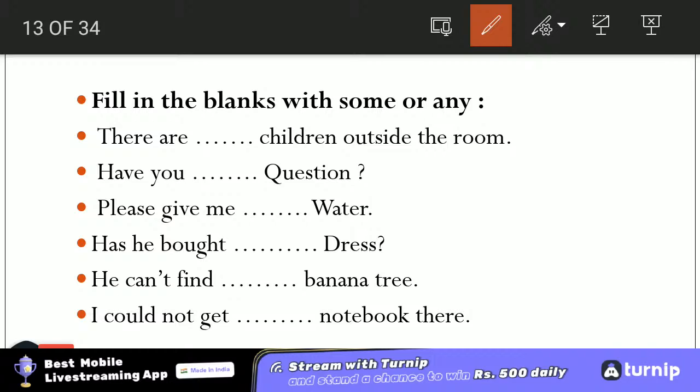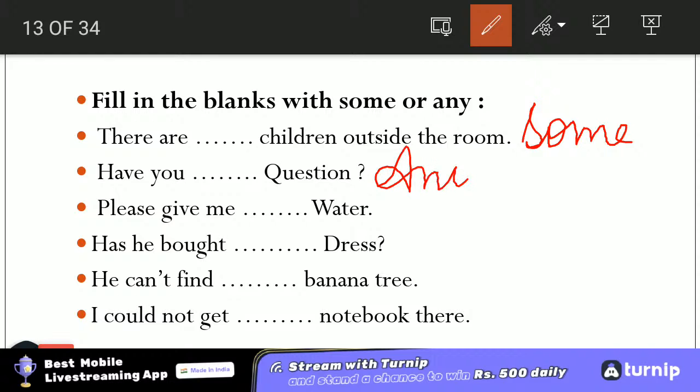Yes, the very good answers by the students. There are some children in the school, because obviously it is denoting what? It is denoting an affirmative sentence, and when we are talking about affirmative sentences, we have to use some. Have you dash question. अब वो पूछ रहा है क्या तुम्हारे पास कोई क्वेश्चन है. अब इसका आंसर पॉजिटिव में आएगा या नेगेटिव में आएगा? नेगेटिव में. And no, मेरे पास तो कोई क्वेश्चन नहीं है. और जब आंसर नेगेटिव में यूज होता है, we have to use the determiner, and that determiner is any.